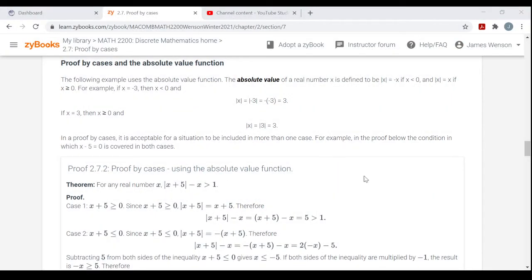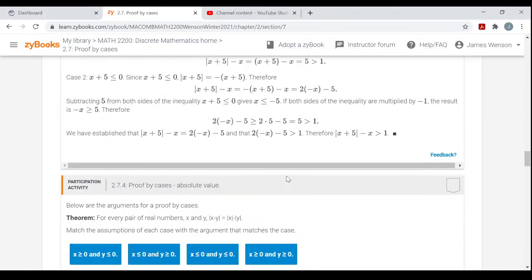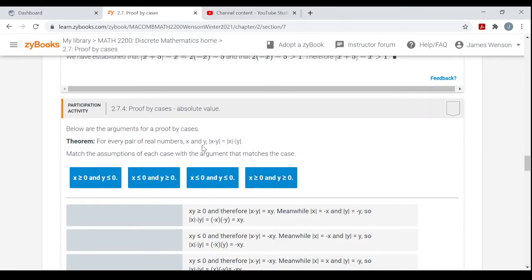So again, you got some absolute value examples there. Now this one involves two variables. I'll at least read the first one off here. It says for every pair of real numbers, x and y, the absolute value of x times y is equal to the absolute value of x times the absolute value of y. All right, so since there are two variables, you have 4 cases. Let me show you the 4 cases here, because each variable represented can either be positive or non-positive or non-negative.